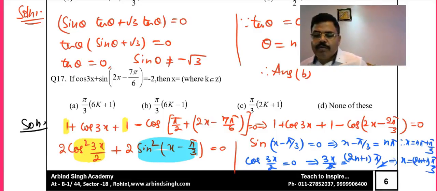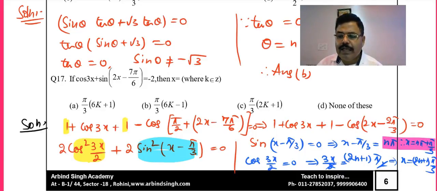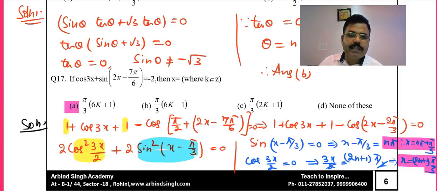And solving this, it will be better to use both the values. If I use this one and this one as well, it will fit best if pi by 3 is taken common and 6k plus 1, because 2n plus 1 can be 6k plus 1. Yes, 6k plus 1 will satisfy both the values, and therefore the answer will be A.